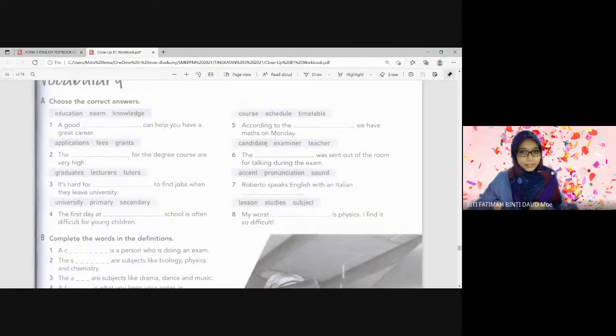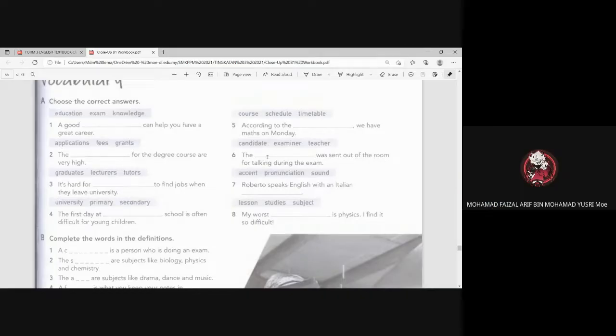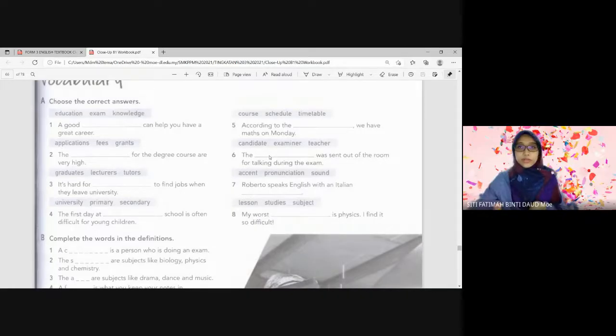Candidate is calon. Yes. It's candidate. When taking exams, we don't call you students. When marking your exam paper, I will call you candidate.